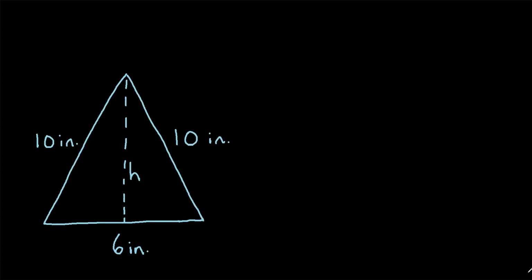In this video, we will talk about how to find the area of an isosceles triangle. So let's check out an example. Let's say we have this isosceles triangle right here. And as a reminder, an isosceles triangle has two sides that are equal to each other.